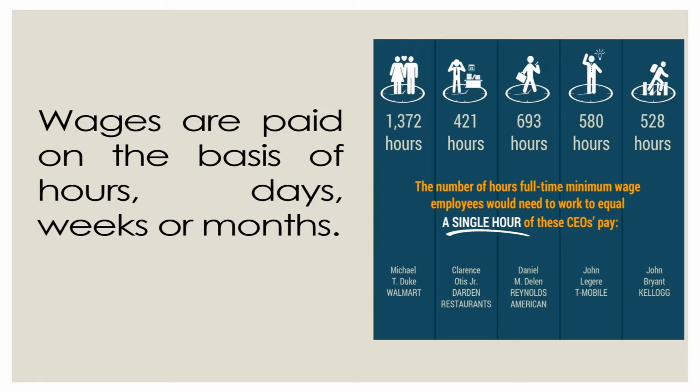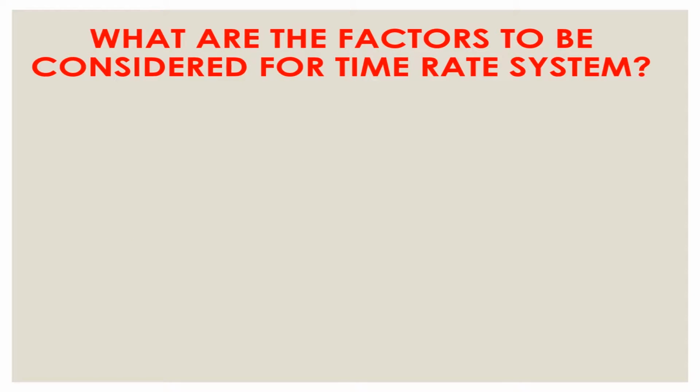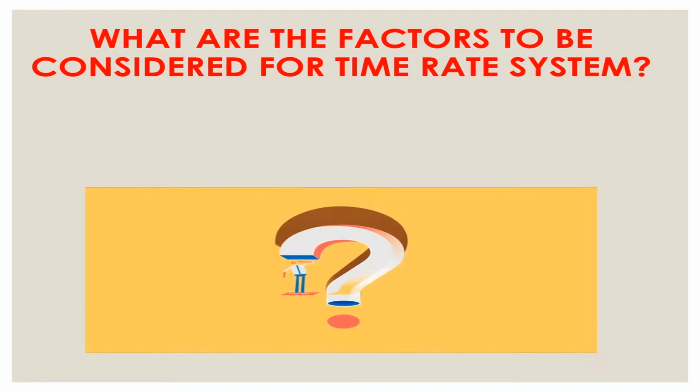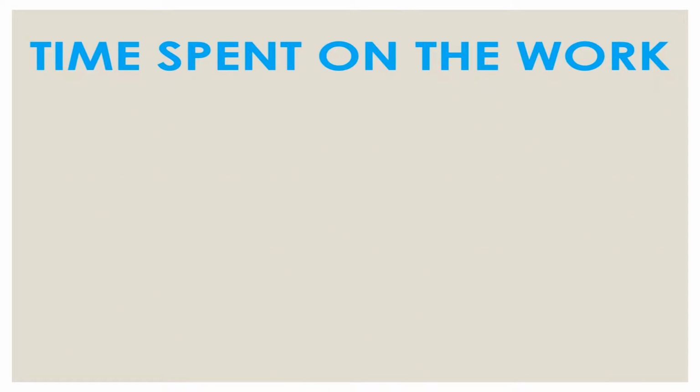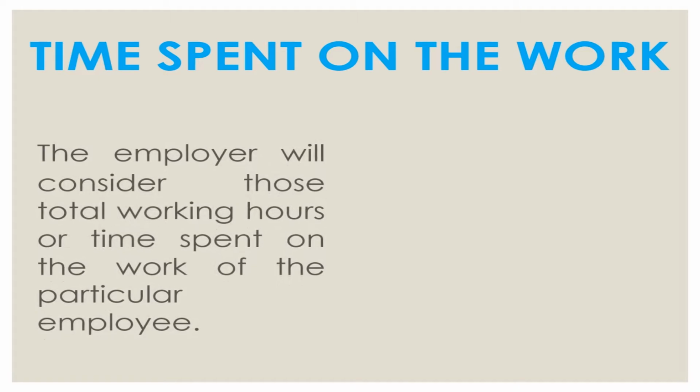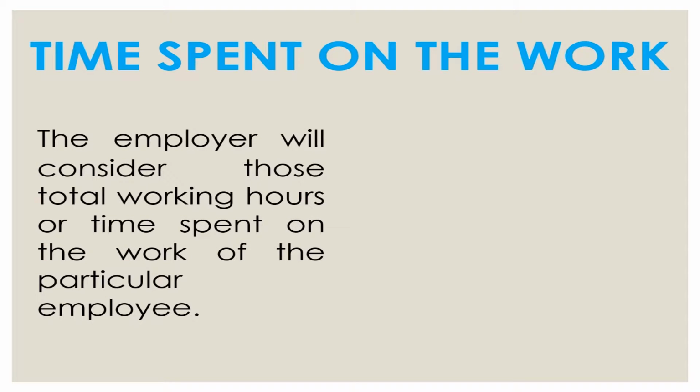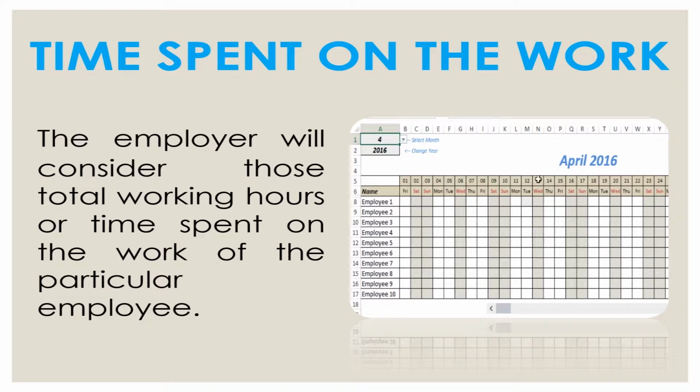Next, we are going to discuss the factors which are to be considered for time rate system. First one is time spent on the work. While calculating the total amount of salary, whether it is hourly, weekly or monthly, the employer needs to be aware of the attendance list of the employee. The employer will consider those total working hours or time spent on the work of the particular employee.